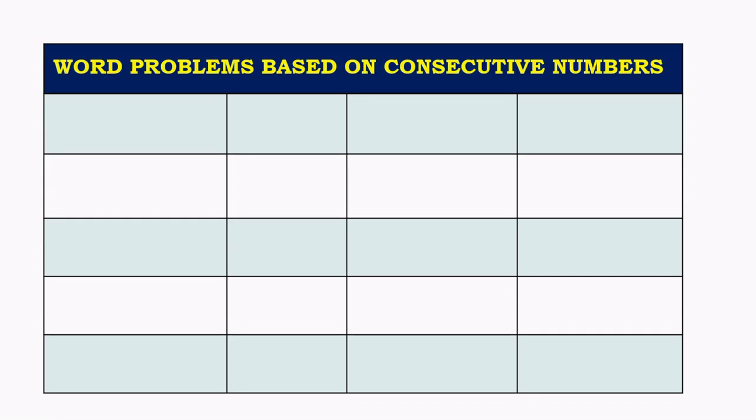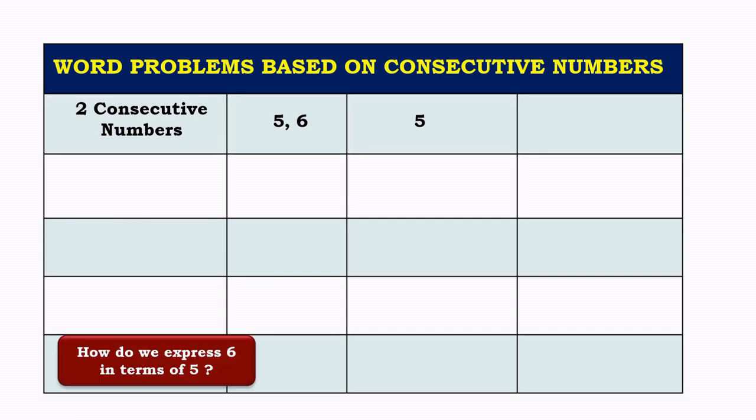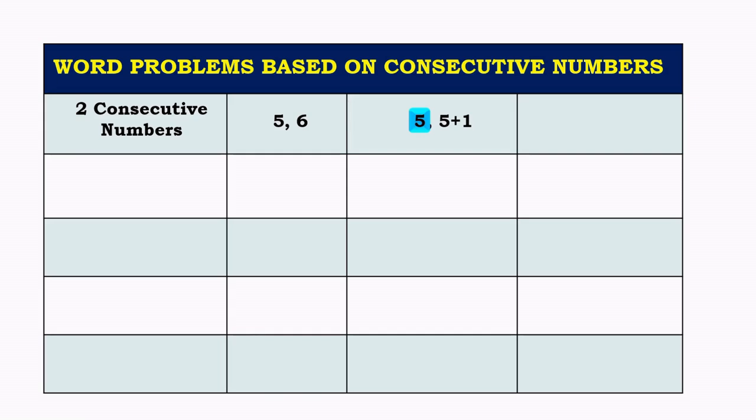Before we start solving word problems based on consecutive numbers, let us first understand how consecutive numbers are represented algebraically. Consecutive numbers are numbers that come one after another without any gap. For example, 5 and 6 are two consecutive numbers. Notice that 6 can be written as 5 plus 1. Similarly, if the first number is represented by x, then the next consecutive number can be written as x plus 1. Therefore, two consecutive numbers can be represented as x and x plus 1.